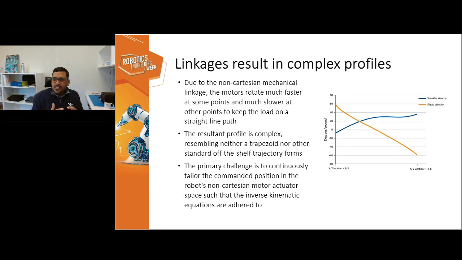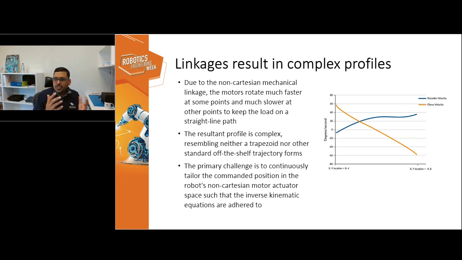The other problem we see when you have an arm and a shoulder is that the linkages result in complex profiles. Because of the non-Cartesian motion, there are mechanical linkages. The motors rotate faster at some points and slower at other points. So to traverse a straight line path is actually pretty complex. You have a lot of math involved to compute these X, Ys and get to a nice, clean, smooth motion.